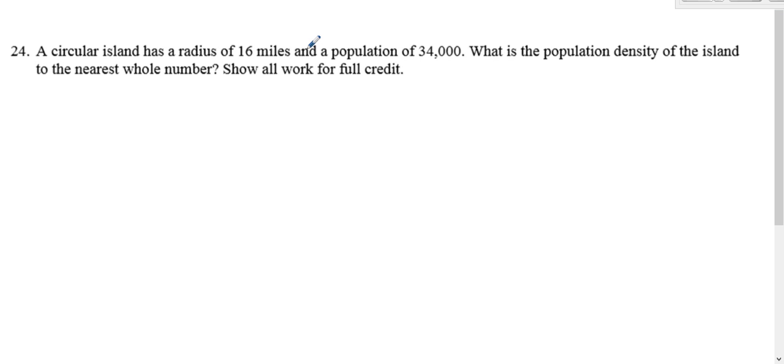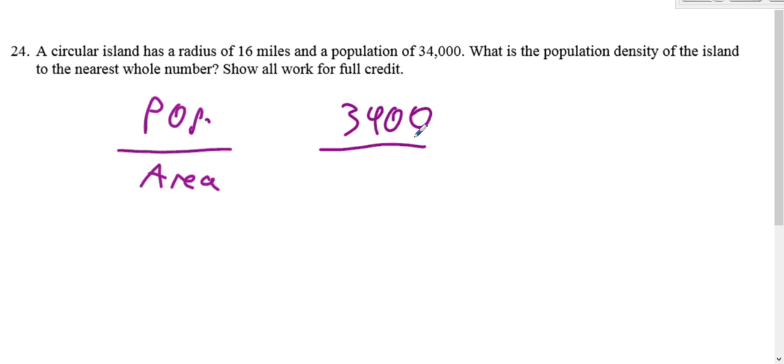A circular island has a radius of 16 miles and a population of 34,000. Population divided by area gives you population density. So the population divided by the area. The radius is 16, so 16 squared times pi. So the area is 803.84.